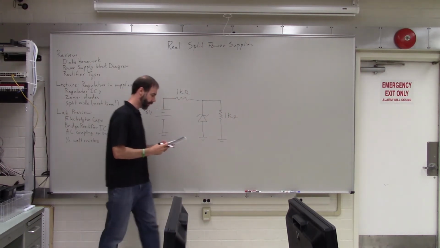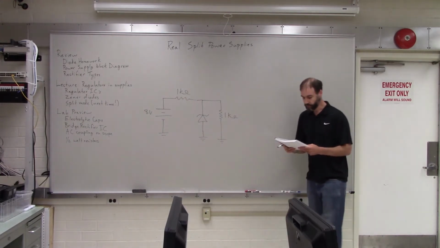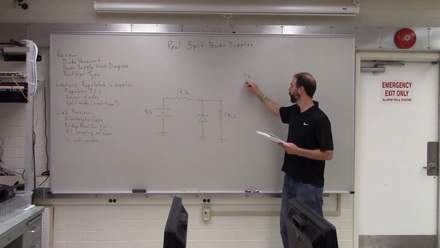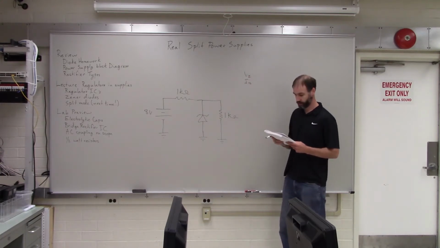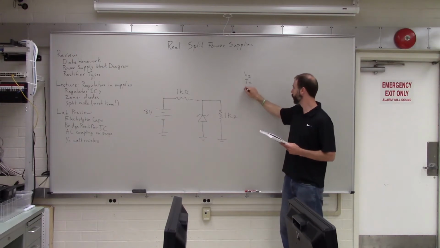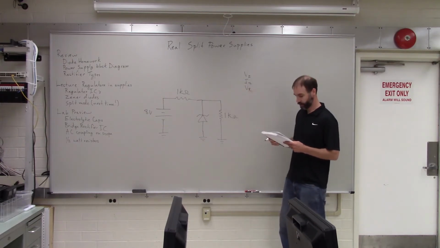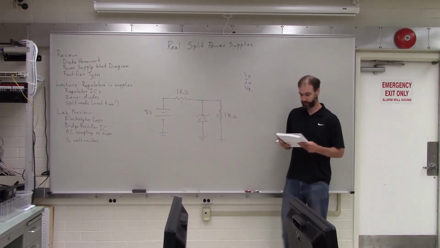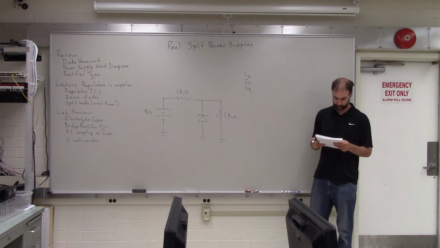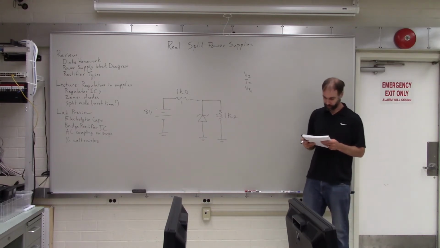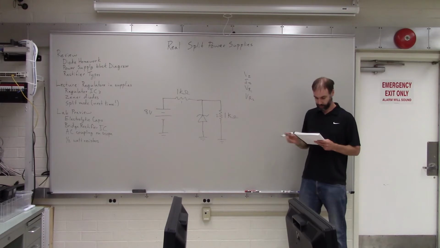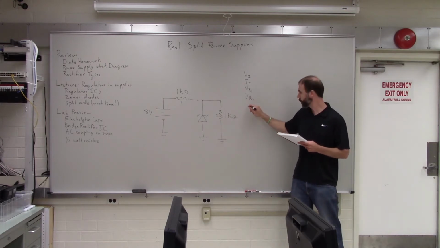Okay, so that's the circuit that we have. And then we have to find the voltage of the Zener diode, the current of the Zener diode, the voltage for resistor 1, this is 1 and this is 2, the voltage for resistor 2, the current for resistor 2.